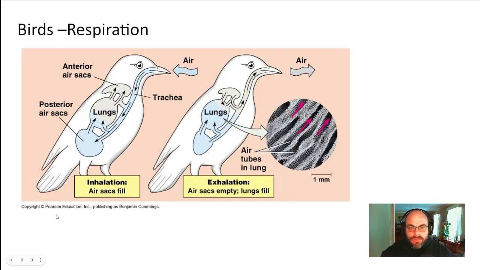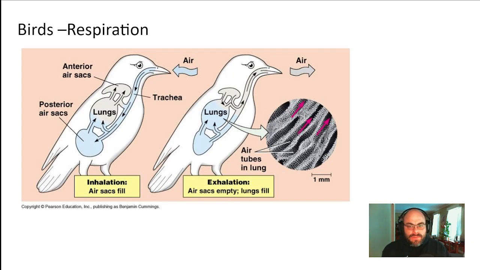Respiration. Birds have a respiratory system. You probably knew that. But their respiratory system is much different than any other animal that we've talked about, because the air is only flowing in one direction. What do I mean? So when we breathe in, I take a deep breath, the air goes into my lungs, and then it comes back out the same way. That air has gone through my lungs in two different directions.